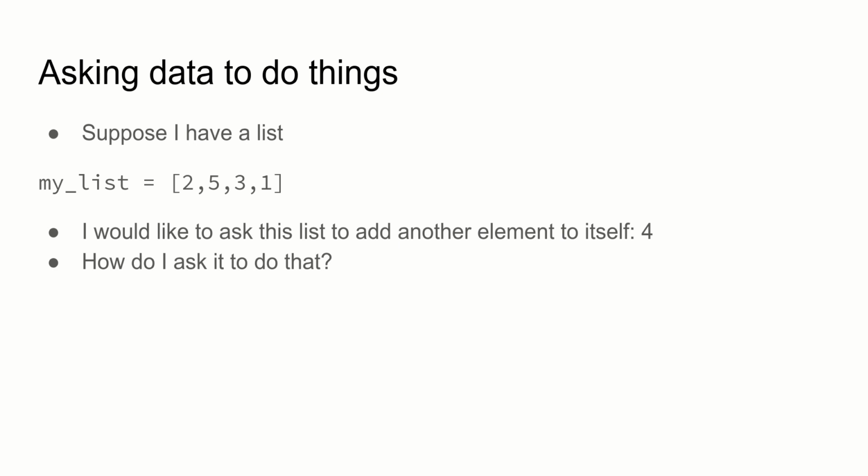So we want to ask our data to do things. For instance, when I have a list, 2, 5, 3, 1, and I want that list to add another element to itself. I want 4 to be added on at the end of that. How have you seen that done before? If it's called my list and you wanted to have 4 added on at the end and actually change the variable my list, the list that it points to, to have something different, then what you do is you call the append function. So you say mylist.append, and then you tell it, what do you want to append? Oh, I want to append the number 4.